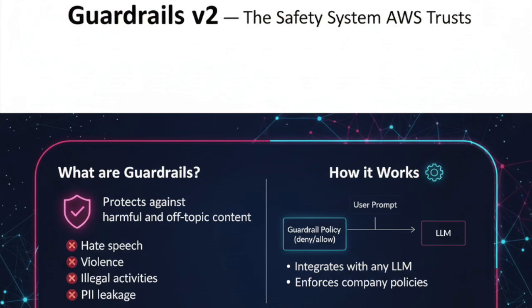Guardrails v2, the safety system AWS trusts. Let's talk about Guardrails v2, one of the most important topics in the AWS Certified Generative AI Developer Professional Exam. If you understand this, you won't miss Guardrails questions. If you don't, the exam will trick you.